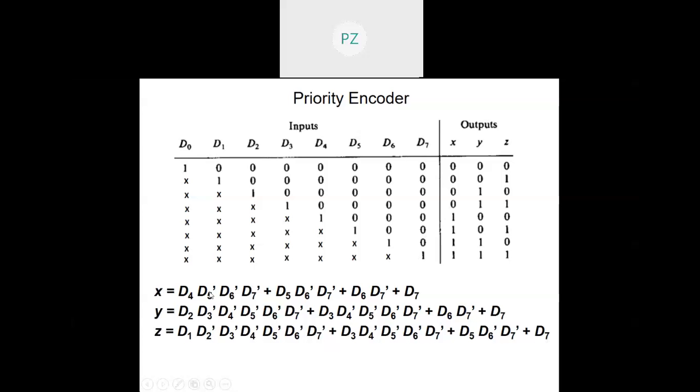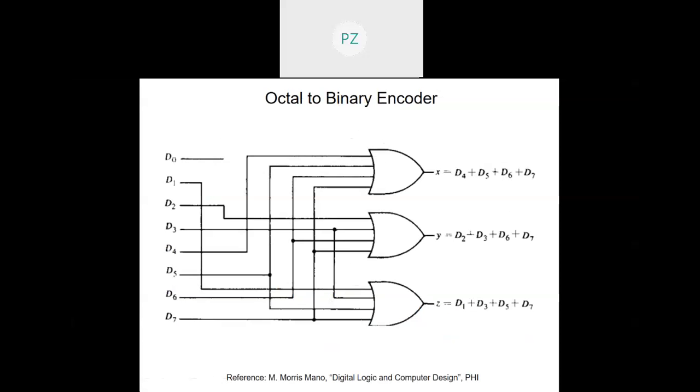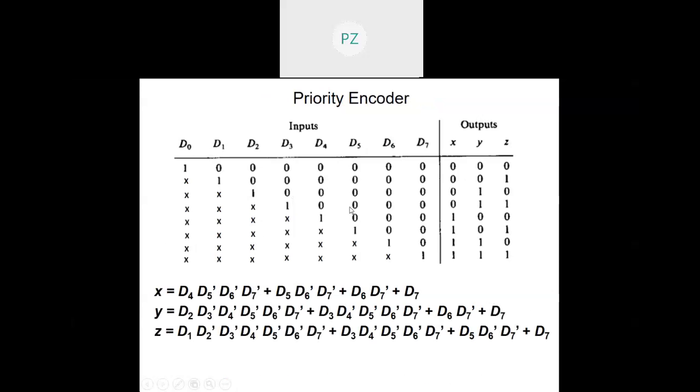So now you can easily draw the circuit diagram. I am not drawing the circuit diagram. You can draw the logic circuit diagram just as we did for a simple octal to binary encoder. I am giving you the design equations. These are the 3 design equations. You can simply translate them into the logic diagram of a priority encoder. So I am leaving it to you, but you do not leave it out.